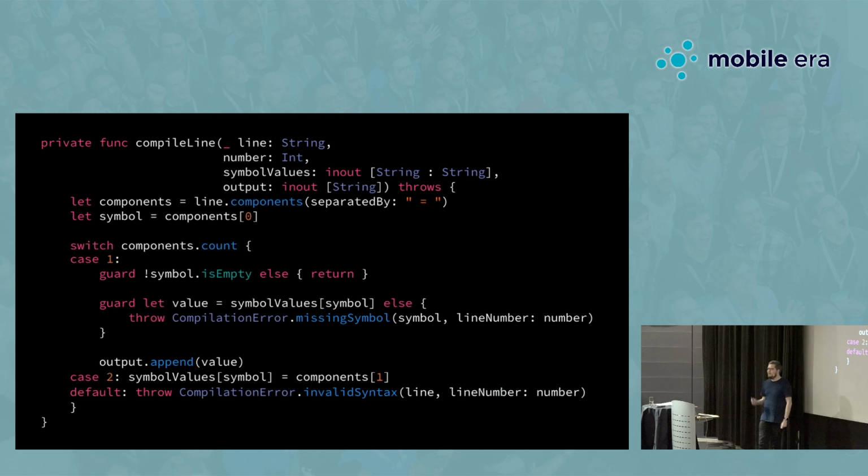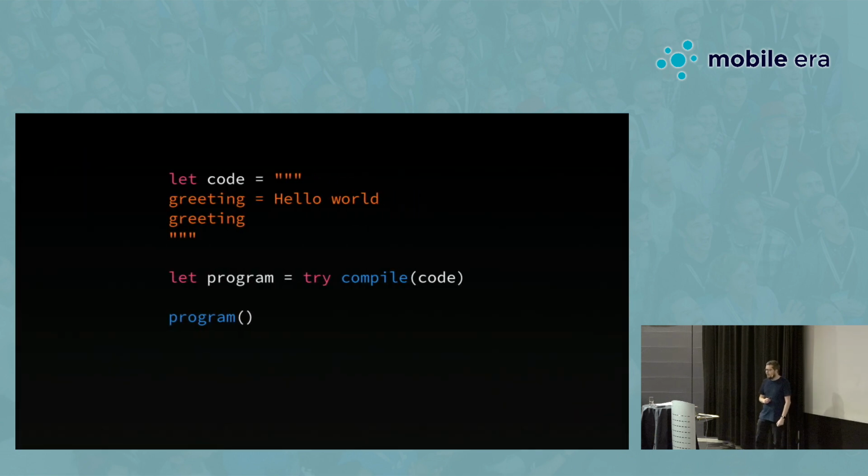And the cool thing now is that we can take this code that we originally had, the greeting hello world, we can invoke our compiler onto it, and then we get a program that we can run. And then we get hello world back.